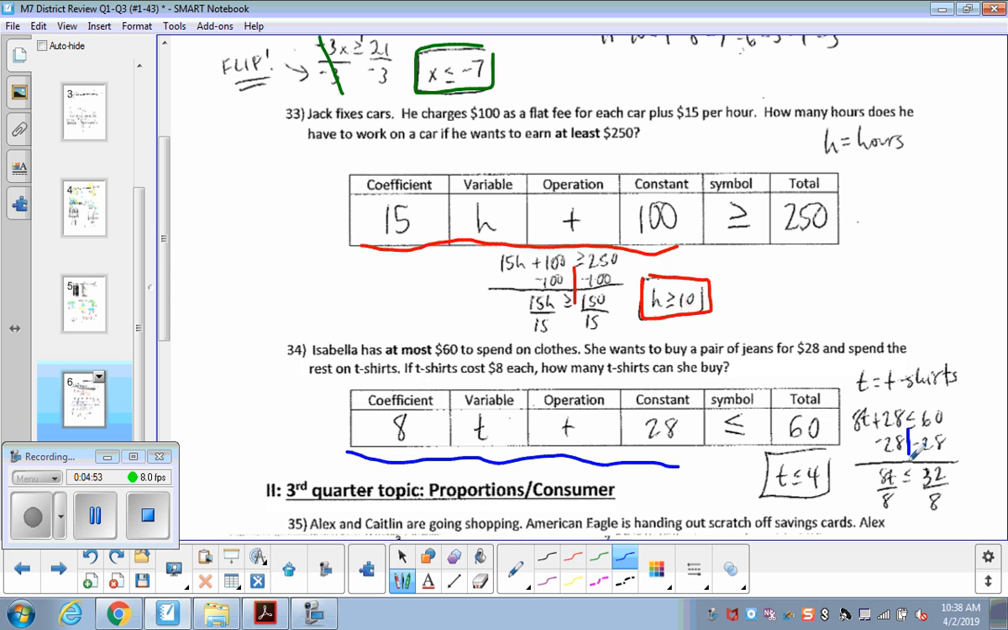When we drop our line and solve, we'll eventually get that T has to be less than or equal to 4. So how many t-shirts can she buy? 4 or less. And that concludes this video. Thank you.